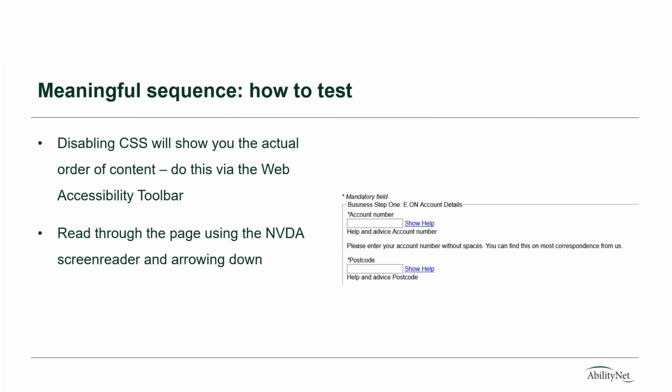So that's a very quick roundup of the structural issues that might affect a website and a brief look at the meaningful sequence aspect as well. That's covered off two of the key success criteria. In fact, 1.3.1 is definitely one of the higher profile success criteria, because it's really essential that this structure is made available to all users.